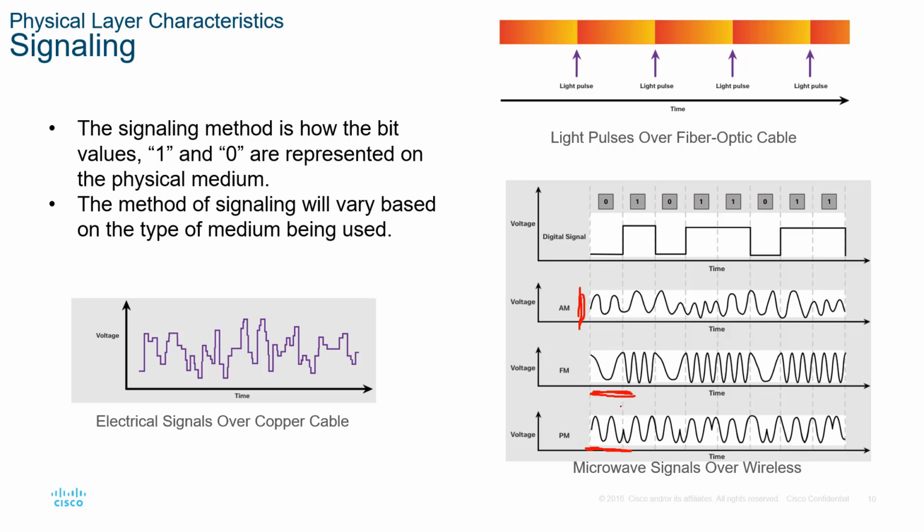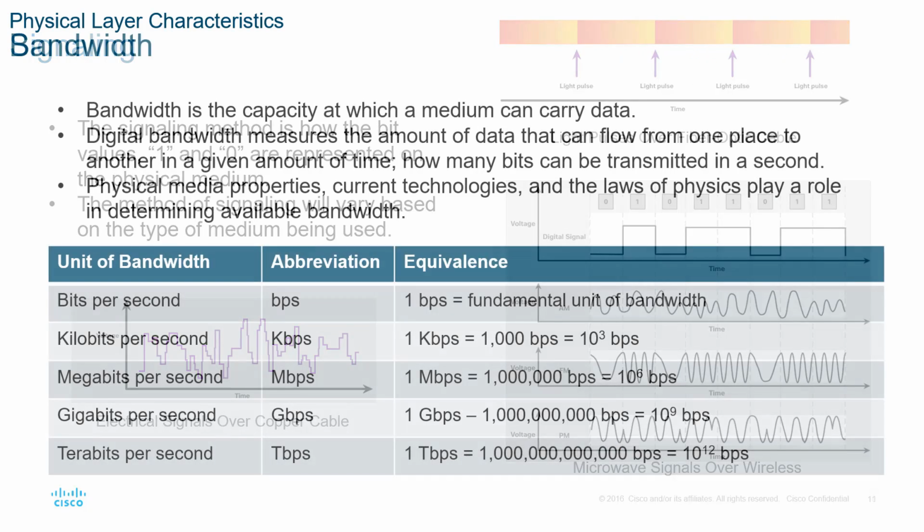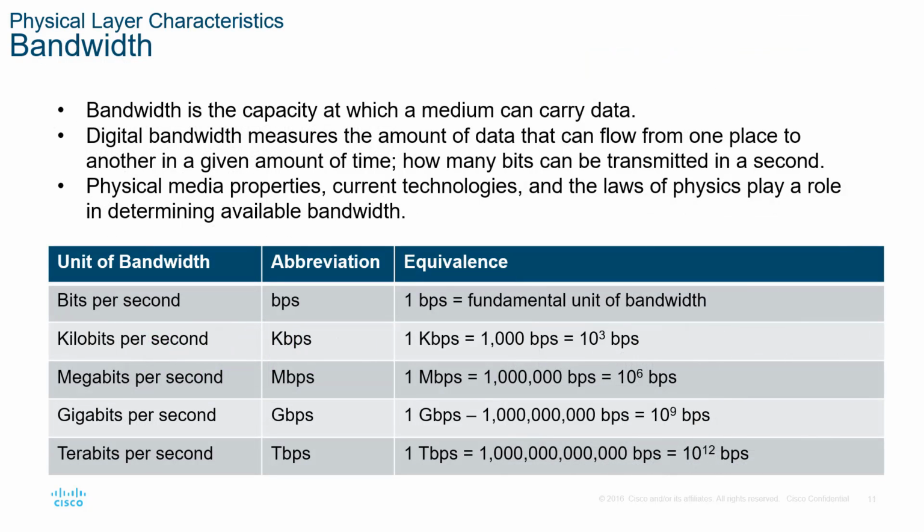If we're talking fiber optic, it's going to be light pulses. So again, it just kind of depends on the type of media that we're using to represent those 1s and 0s. So let's talk, how do we measure this? We measure the actual transfer of bits in two ways. Bandwidth, and that is the maximum capacity that a medium can carry. Not the actual, but the maximum.